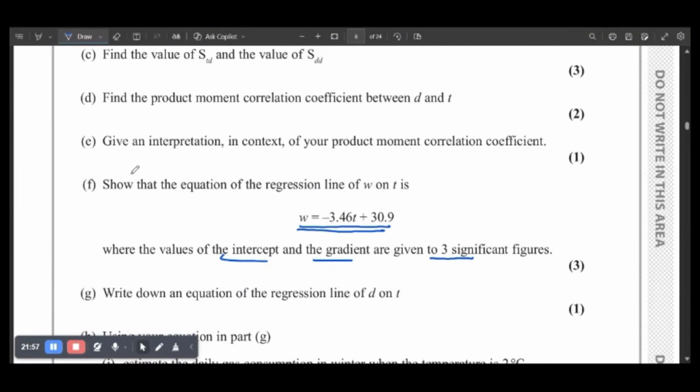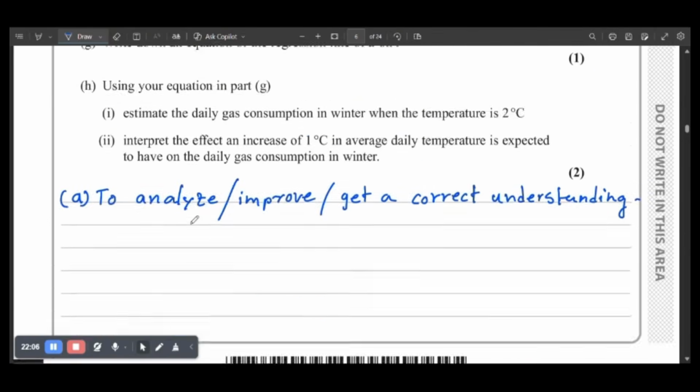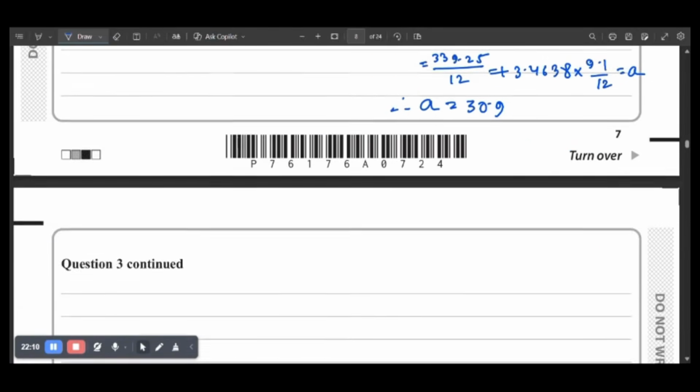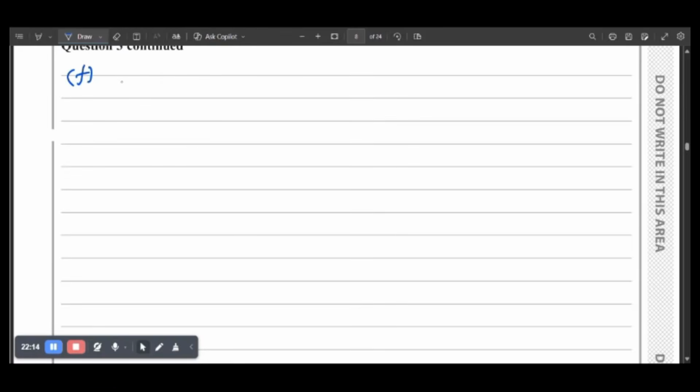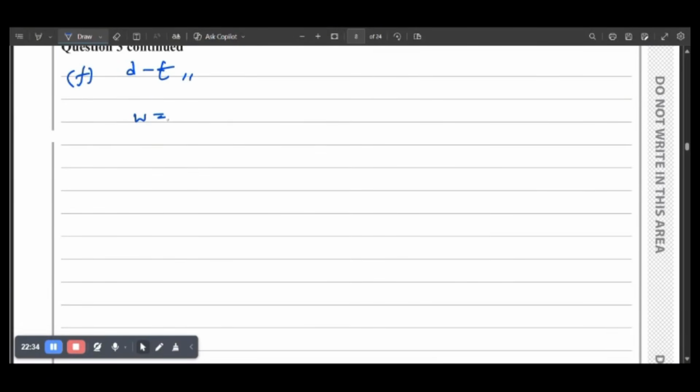Now for the next part, we have to write down the equation of regression line of D on T. We know that W is the coding of D. From part F we know that W equals 30.9 minus 3.46 T, and we also know that W equals 11.5 D. We can just substitute this in.